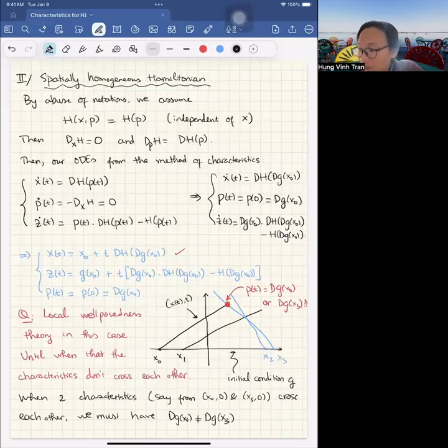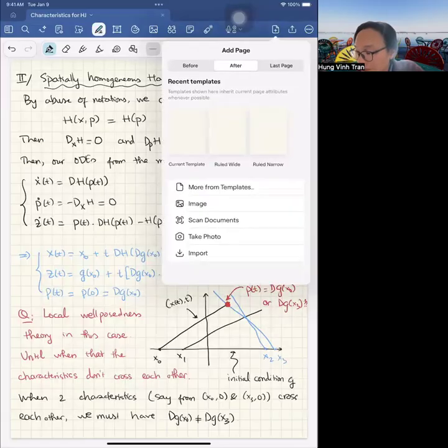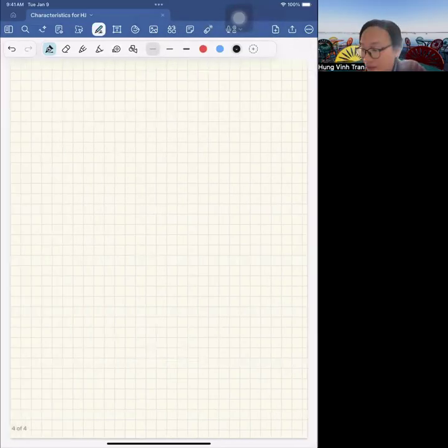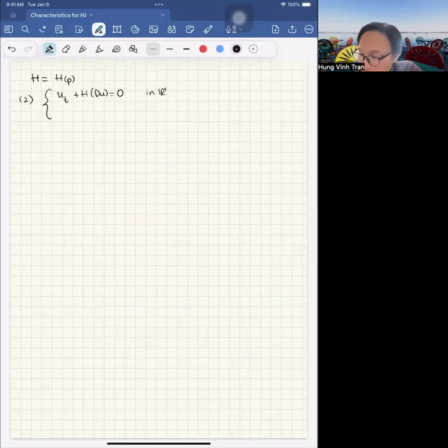Okay, good. Let me now write down exactly the equation. As said, we would only have h equal to h of p. So the second equation for our lecture today is: u_t plus h of Du equal to 0 in R^n times (0, infinity), and I have the initial condition u of x, 0 equals g of x on R^n.